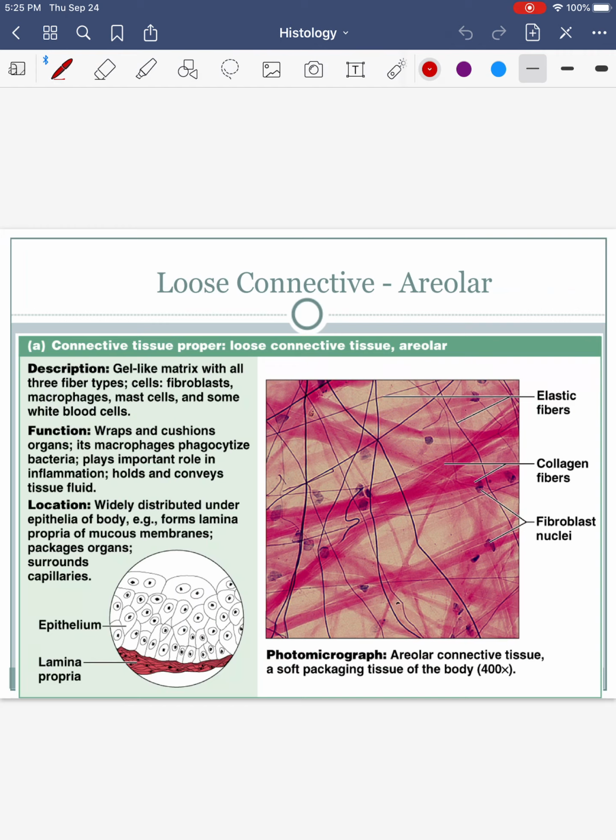And I also said that if you just study with these pictures without realizing it, you're going to think, for example, areolar is pink. But what if it's a dyed picture that's blue?